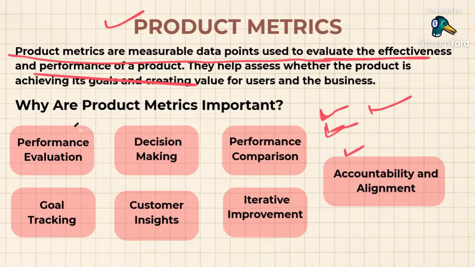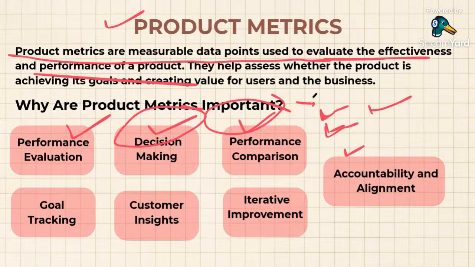So it helps us with the performance evaluation: to what extent we are working and to what extent we can improve. Then it helps us in decision making. We'll be discussing this further. Then performance comparisons. This is our churn rate. What is the churn rate of the other company? These metrics help us understand to what extent we are performing in comparison to our peers.